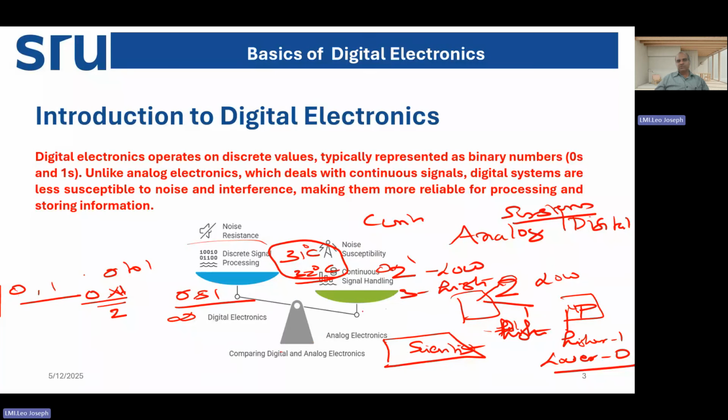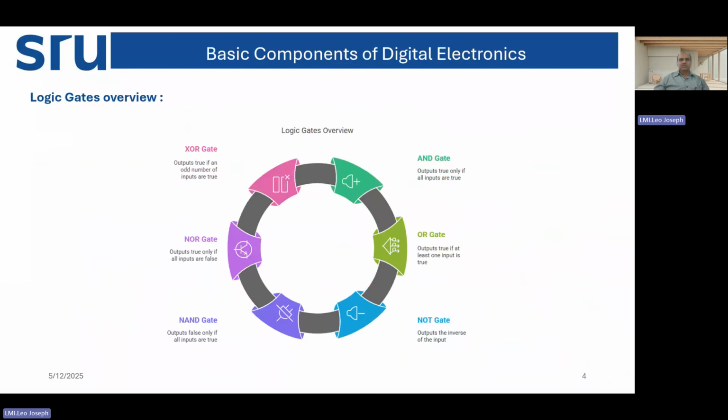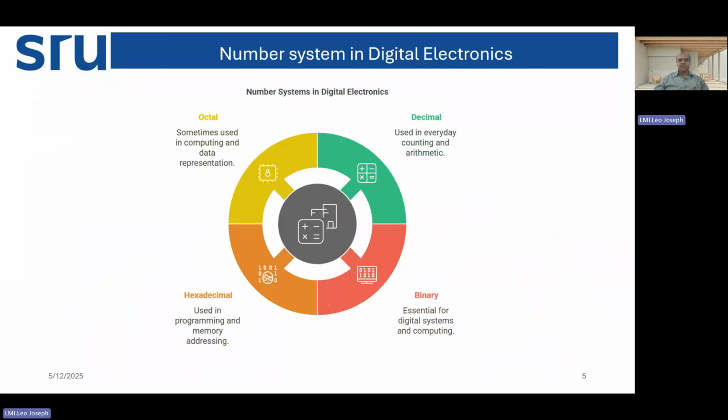Mainly these are useful in data processing, signal processing and storing information. In that scenario, all these things are useful. So now we are going to see what is meant by number systems in digital electronics. When we are coming with 0 and 1, we have to do manipulation.